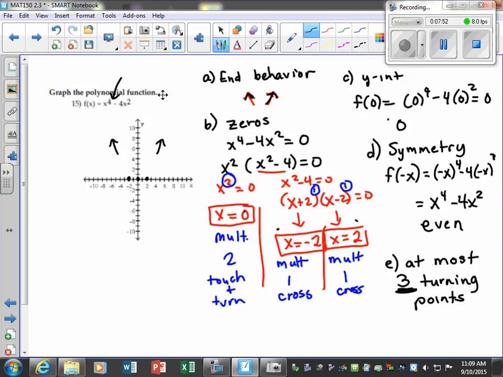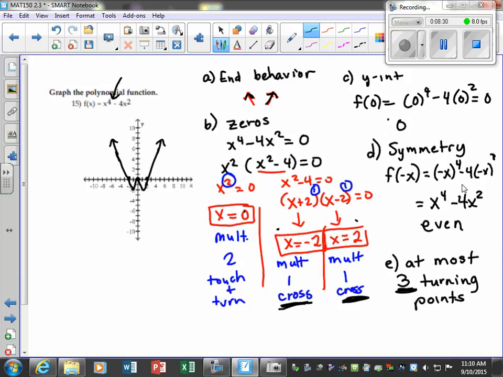Now, I'm going to take my time and I'm going to go down to negative 2. At negative 2, what will we be doing? Crossing. Good. So I'm going to negative 2 and I'm crossing. What happens when my next 0 is what? My next point that I'm going to go to is 0, but what do I do at 0? I touch and turn around. So I'm going to go up to 0, but when I touch it, I'm going to turn back around. What do I do when I get to positive 2? Cross. And I'm just going to connect back up.